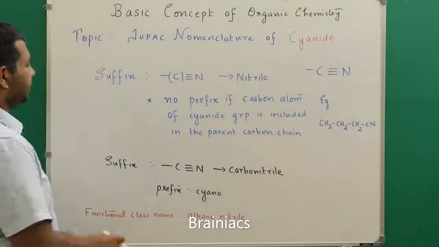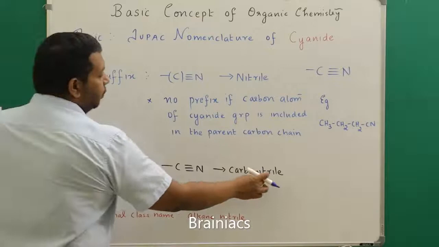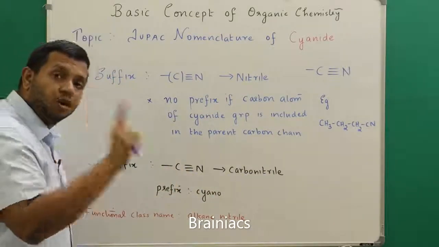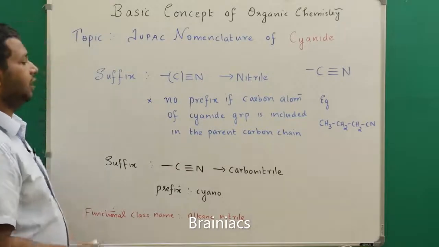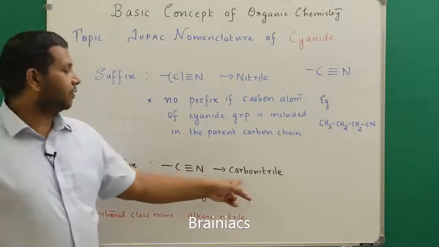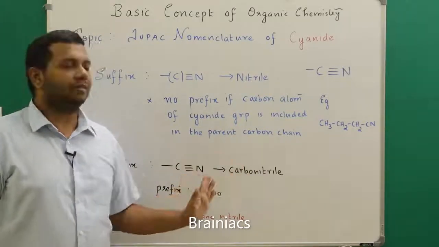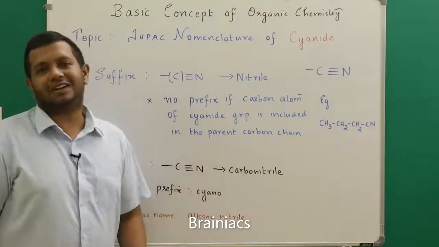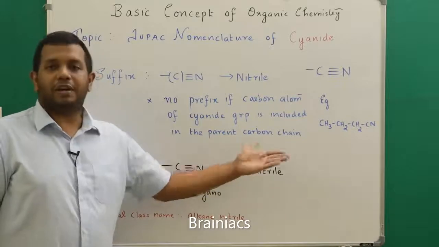Now, the next case, the suffix is carbonitrile when the carbon atom of the cyanide group is not included in the parent carbon chain. So in that case, we use the suffix carbonitrile. Very simple, the carbon is not included. That's the reason why carbo is introduced. Understood? So it should be carbonitrile.